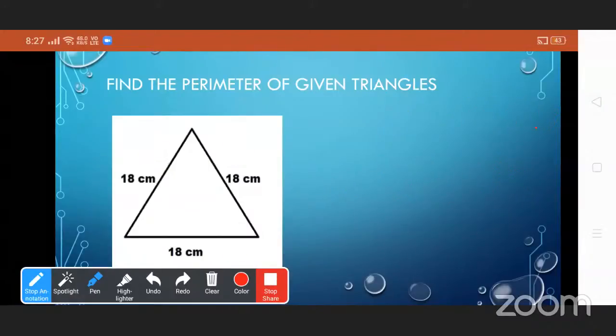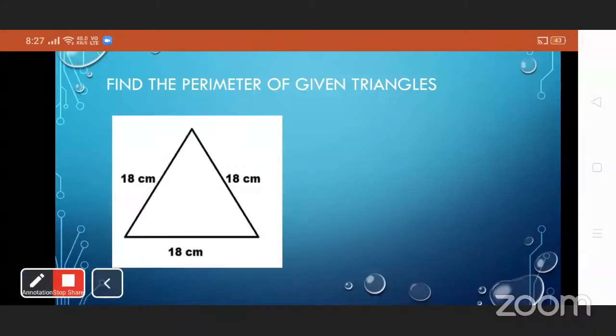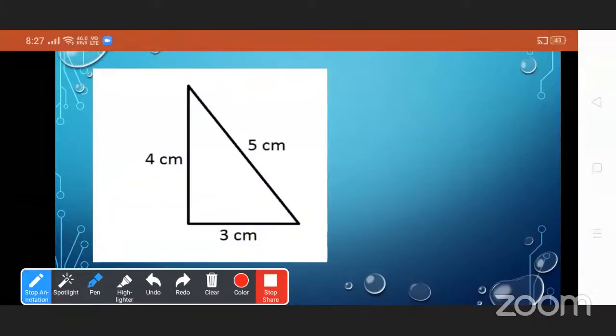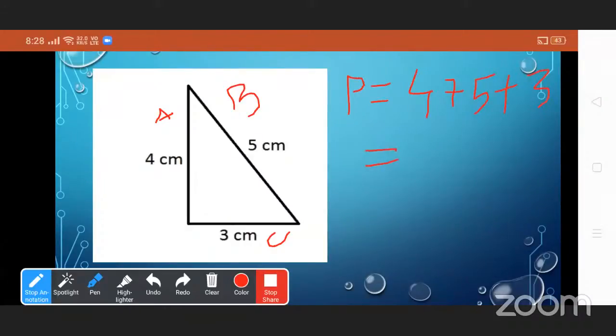Okay. Now we have to find out the perimeter of this triangle. It is very easy. See, if this one is side A, this one is side B, this one is side C. So perimeter is side A plus side B plus side C. Side A is 4, side B is 5, plus side C is 3. So what is the answer? 12 centimeters. Good.